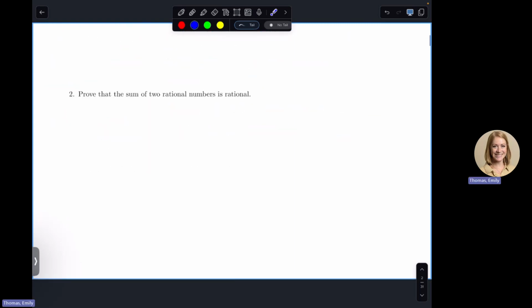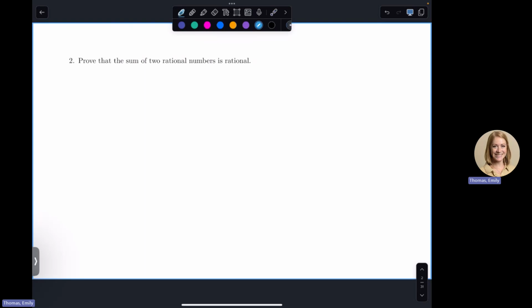The next one we have is that the sum of two rational numbers is rational. So I would like for somebody else who did not volunteer last time to talk to me about what, I should tell you this.